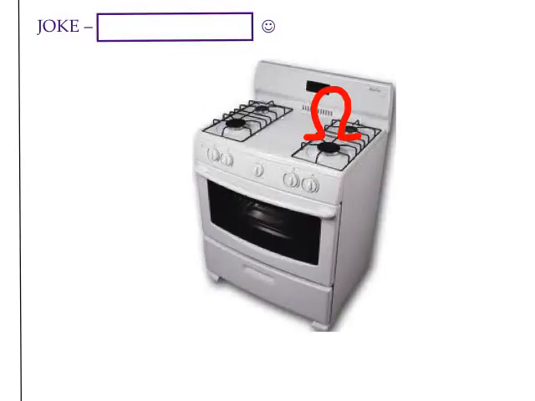I have a joke for you, so you can pause and see if you can come up with the answer. If you can't, and you're really curious, I'll tell you in class.